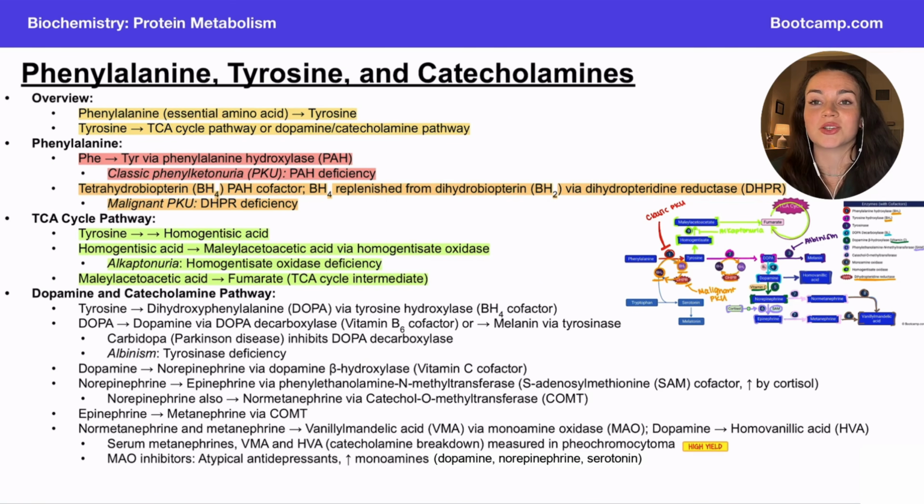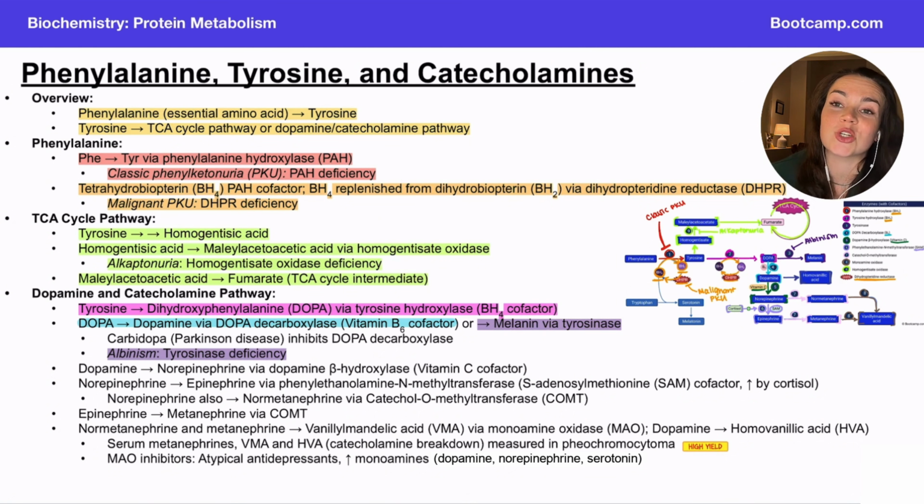All right, so back to the outline to talk about the dopamine and catecholamine pathway of phenylalanine breakdown. Remember, our branch point was with tyrosine. That tyrosine was broken down into dopa via tyrosine hydroxylase with that tetrahydrobiopterin cofactor, that BH4 cofactor. We could turn that dopa into melanin via tyrosinase. And remember, a deficiency in that tyrosinase activity was what led to albinism. Or if we didn't want to go down that pathway, we could turn that dopa into dopamine via the enzyme dopa decarboxylase, which has a cofactor of vitamin B6.